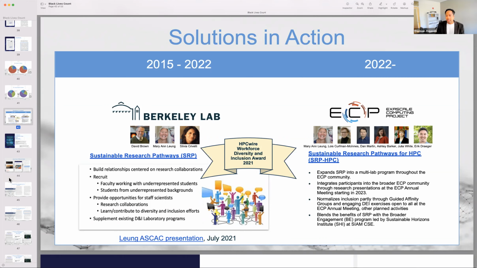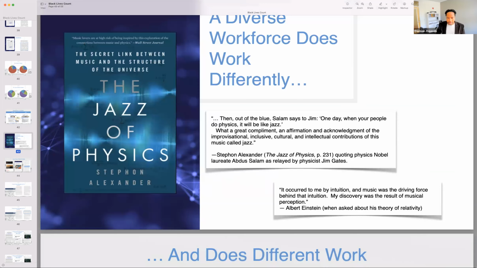As of last year, this made the leap so that now there are 8 labs involved. Last year, it was called Sustainable Research Pathways for HPC, SRP-HPC. And now this is continuing. It's happening again this year, and it's going back to just the original name, SRP.